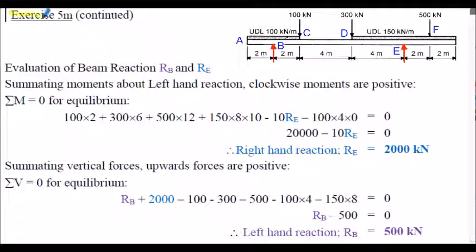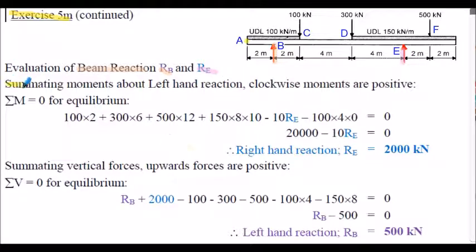Exercise 5M, solution continued. We need to calculate the reactions. Notice how I've labelled my beam in this particular case. I've got A at the left-hand end. I've got a reaction, I've labelled it B here, and a reaction labelled it E here. So in this particular instance, using the notation given, I need to calculate beam reaction RB, which will be this reaction here, and also RE, which will be this reaction here.